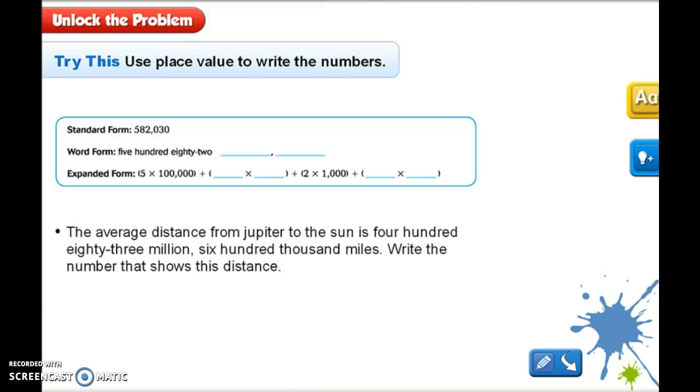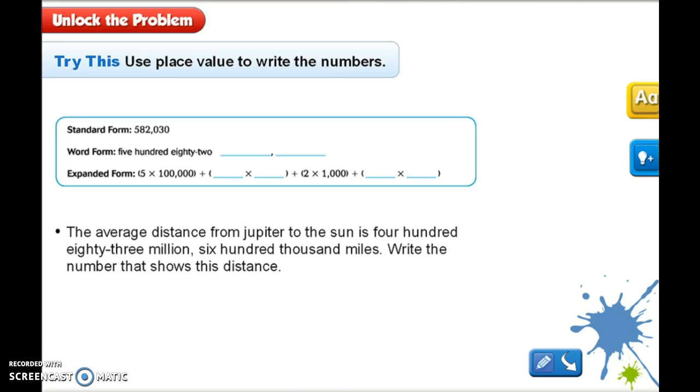All right. We are going to try writing another number, and we're going to use place value to write that number. Word form. So they did part of this word form for you. This is what a number looks like in standard form, just the numbers with the commas in the proper places to separate the periods. And then in word form, let's all say that number together. 582,030. So they gave us the 582.